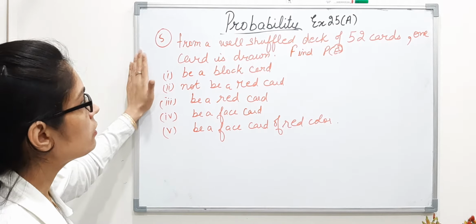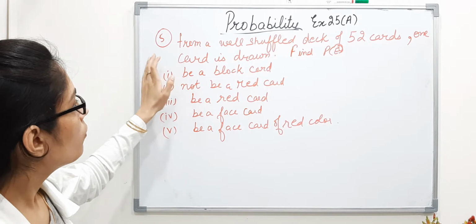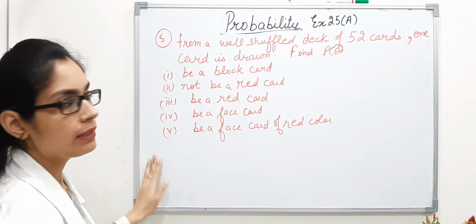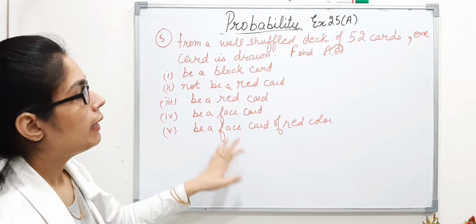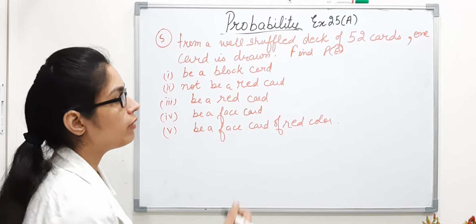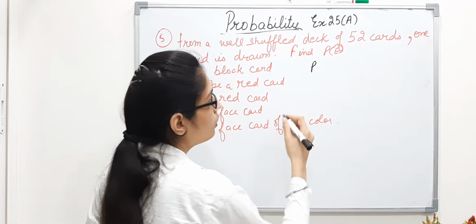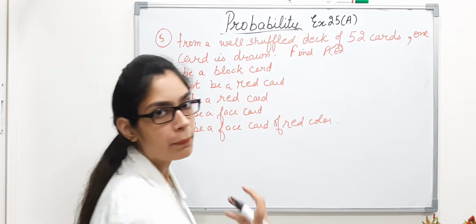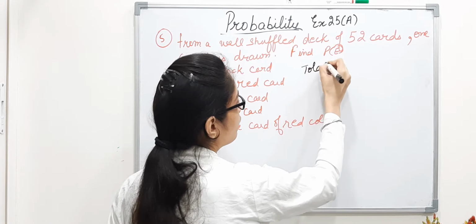So the question is, from a well shuffled deck of 52 cards, one card is drawn. Now you have to find the probability. 5 parts have been given to you. First part we will do, and before that we'll find out the total number of possible events. I have explained this also. Sample space will not be there because only numbers are there. So I can directly write total number of possible events.